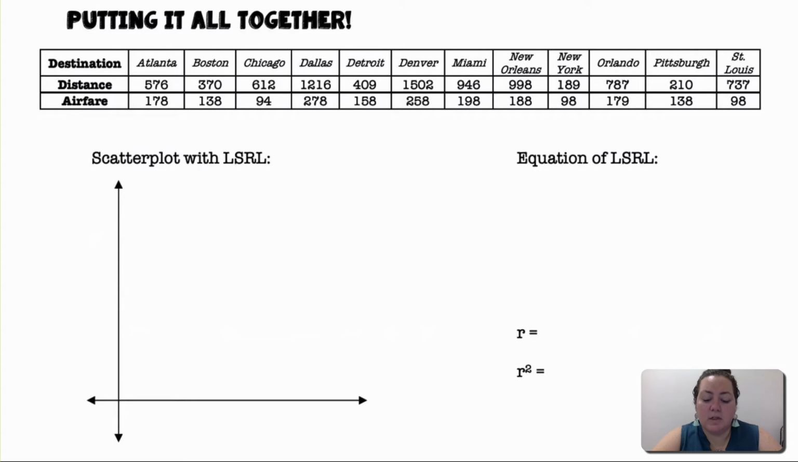We're going to put this into our calculator. So to put data in our calculator, we would go to Stat, Edit, and then List 1 and List 2. I would put in distance in List 1, airfare in List 2, and then I can use that to get a least squares regression line equation. I can get R and R squared, and then I could also have the calculator make the scatter plot, or I can just make the scatter plot.